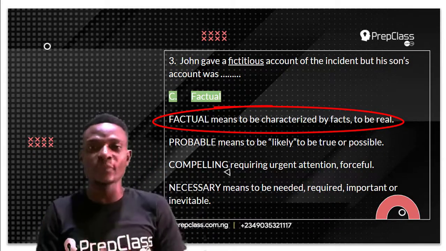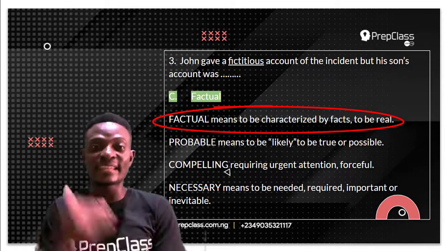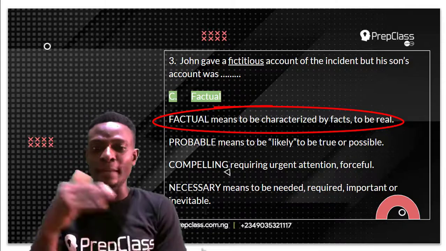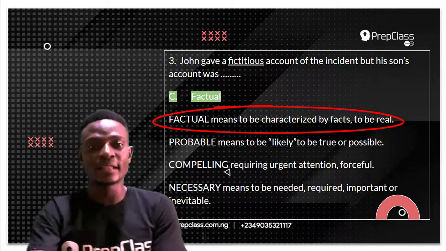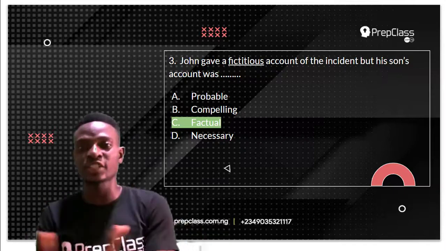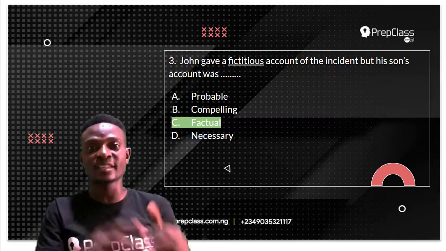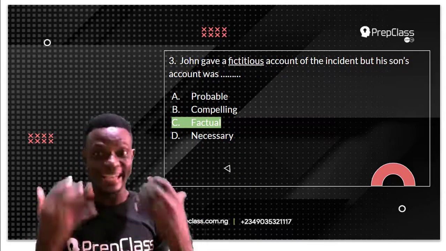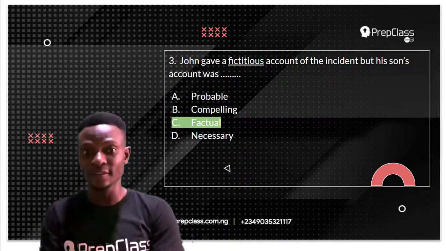Now, this is not the opposite of fictitious. It is not necessary, because necessary means to be needed, to be required, to be important, or inevitable. Now, the answer to this question is factual. John gave a fictitious account of the incident, but his son's account was factual. John gave an unreal account of the incident, but his son's account was real.